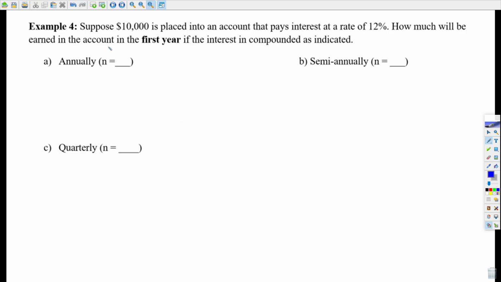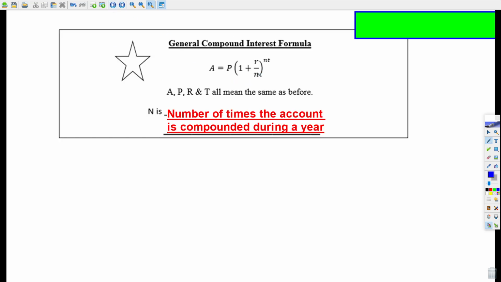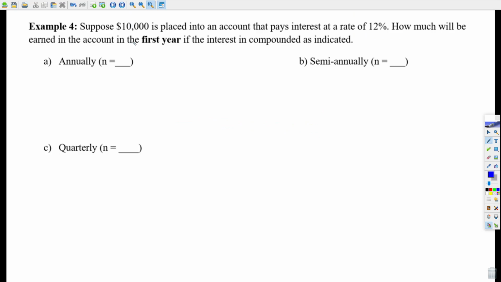So we're going to try a very basic example talking about different values for n in each one of these problems. See how it changes things. Example 4, suppose $10,000 is placed into an account that pays interest at a rate of 12%. How much will be earned in the account in the first year if the interest is compounded as indicated? So let's talk about some numbers that we know. 10,000 is put into the account, so that's going to be your P value. Interest rate is 12%. If we move that over 2 times, that would be 0.12. That's your interest rate, so R.